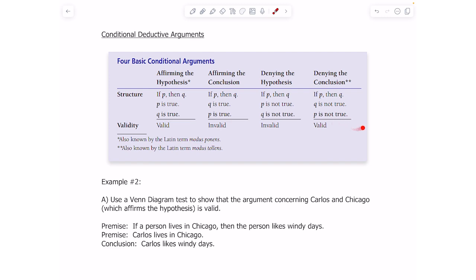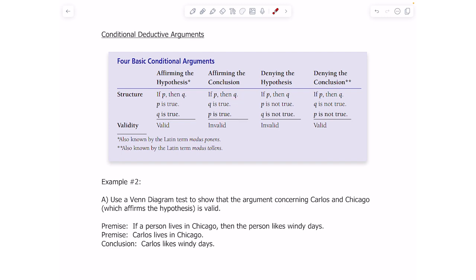That's another valid argument. The two in the middle are invalid arguments. So you look at the structure. If P, then Q. Q is true, P is true. Okay, so notice how it's different. In affirming the hypothesis, first we know P is true, so therefore Q is true. Okay, in this structure, affirming the conclusion, Q has to be true first, and then P is true. Well, that is not necessarily the case. Okay, so I'll give you an example.